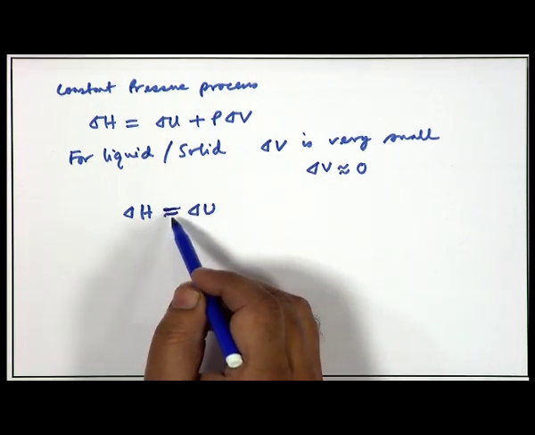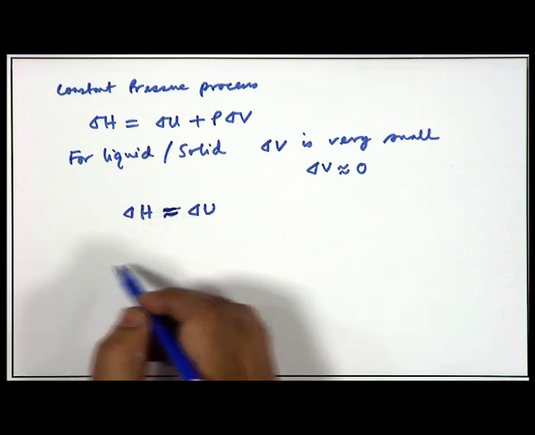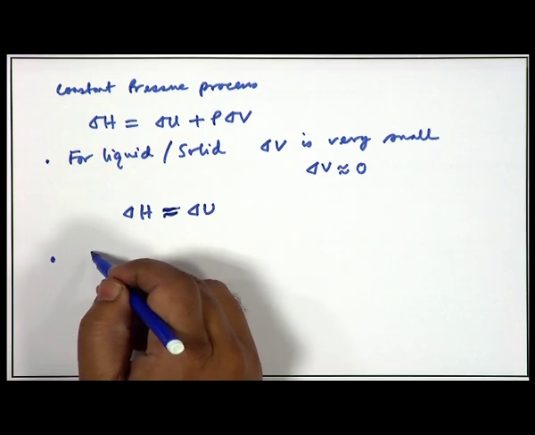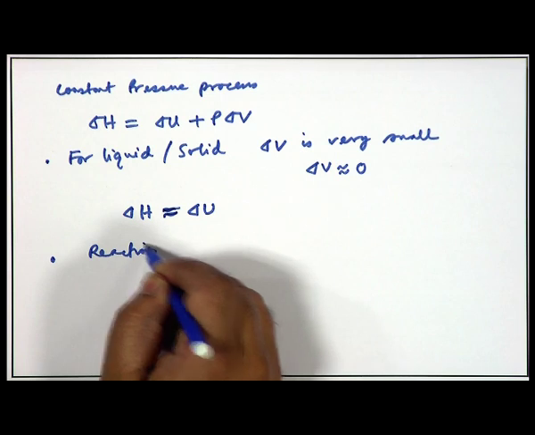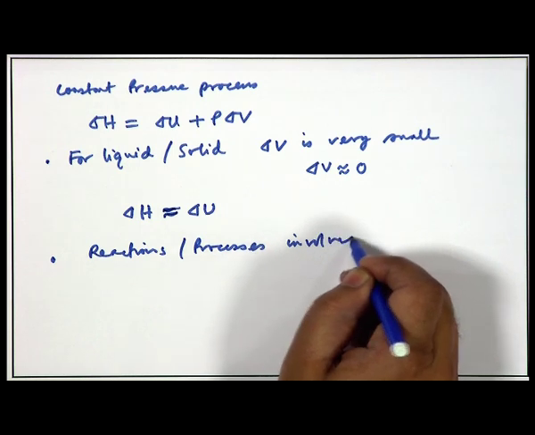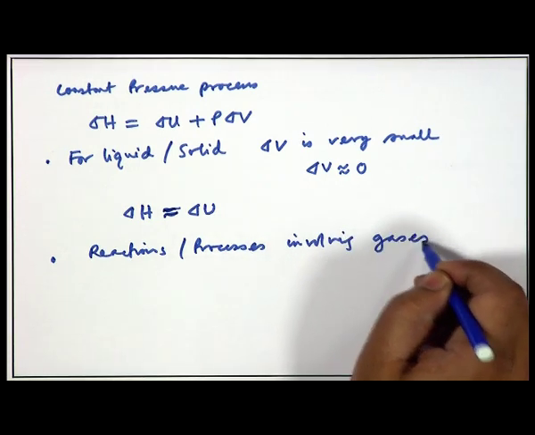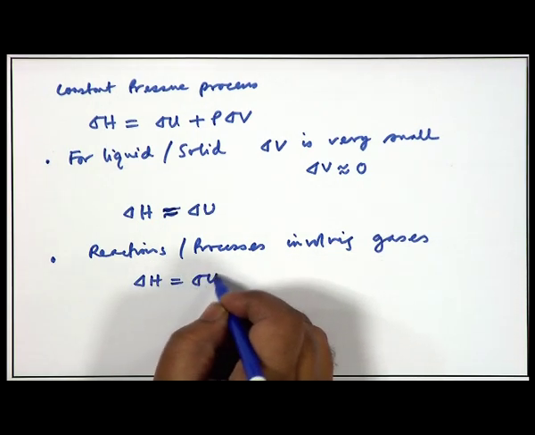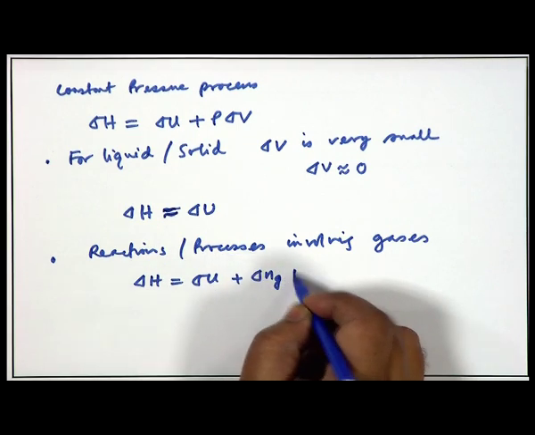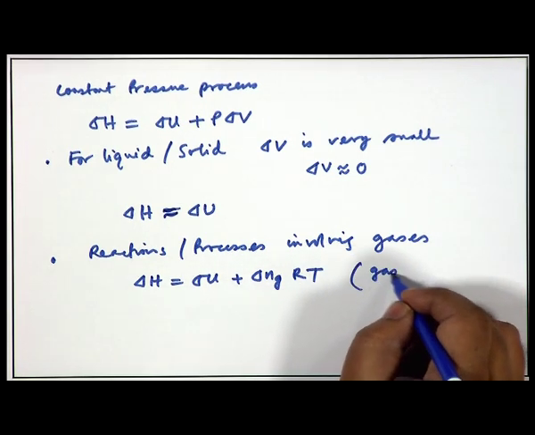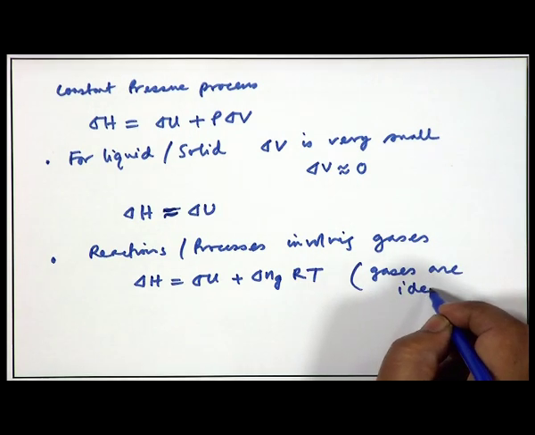But for gases, for processes involving gaseous substances, we showed in the last lecture that del H is del U plus del N G R T. In deriving this, we considered that the gases are ideal.